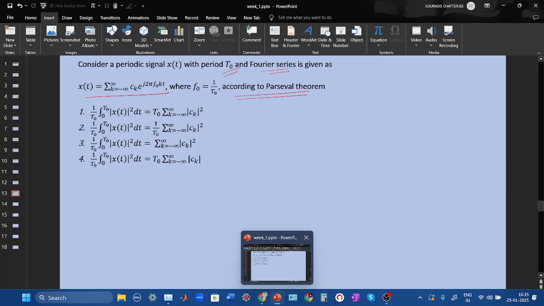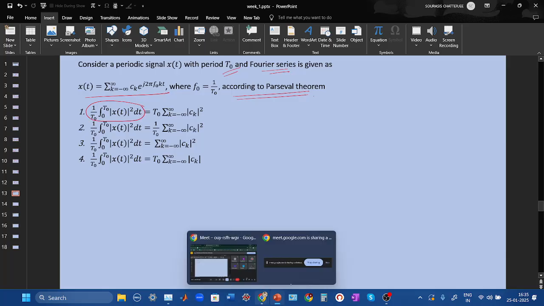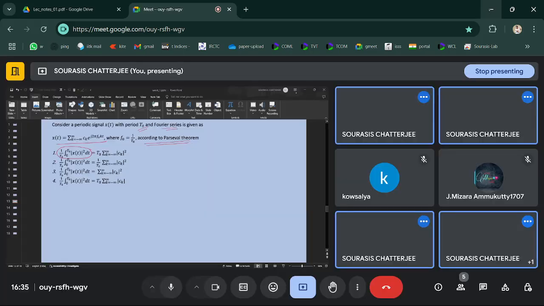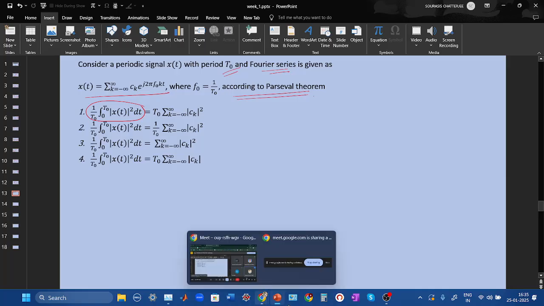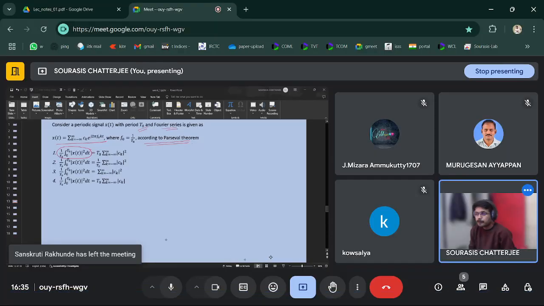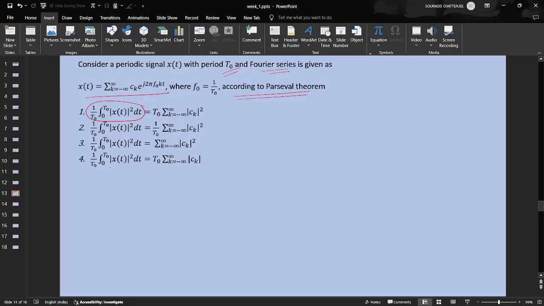If we focus on the right hand side in all the cases, what is this term? Can someone help me out here? What does the term on the left hand side in all these four options actually denote for xt? Actually, we have seen this on multiple occasions. Can someone help me out, what exactly does this term on the left hand side in all these options represent?